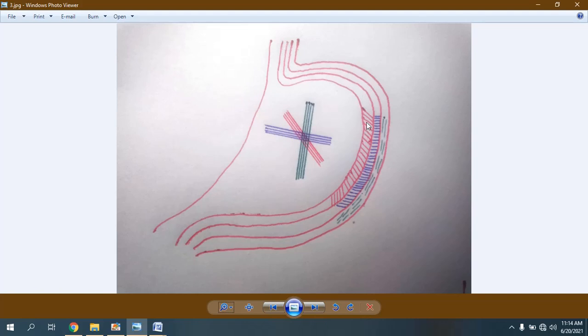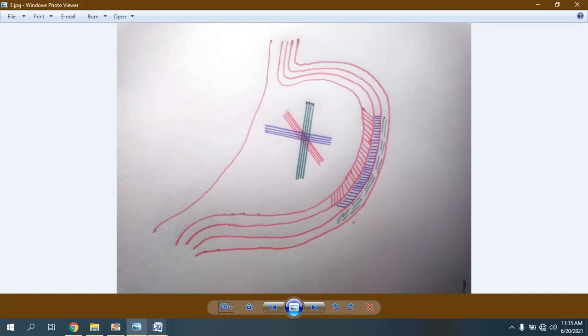The third layer, which is a very important layer, is called oblique smooth muscle. These are the oblique smooth muscle which are arranged obliquely in the stomach. You should note that oblique smooth muscles are only present inside the stomach of the gastrointestinal tract. Throughout the gastrointestinal tract, from the esophagus to the anus, only the circular smooth muscles and the vertical or longitudinal smooth muscles are present, but the oblique smooth muscles are only present inside the stomach.